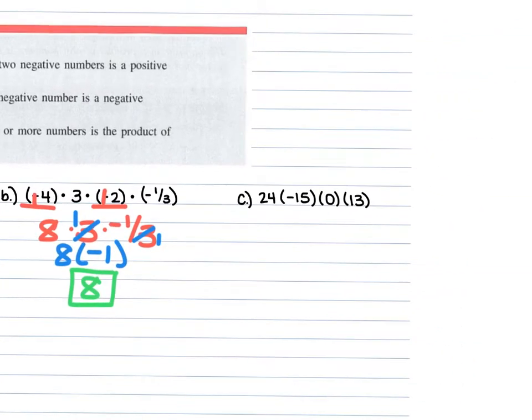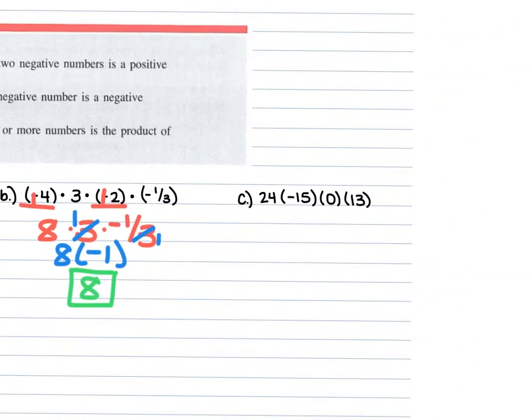If we look at C, we have 24 times negative 15 times 0 times 13. So 0 times anything is going to be 0. We don't have to worry about a negative or a positive for our answer, because 0 is neither negative nor positive. So because we have that 0, our answer is just 0.